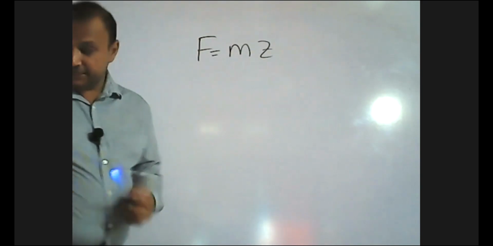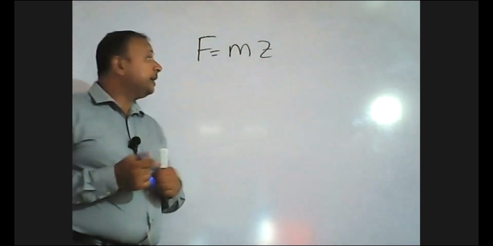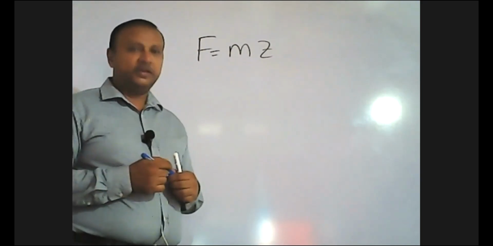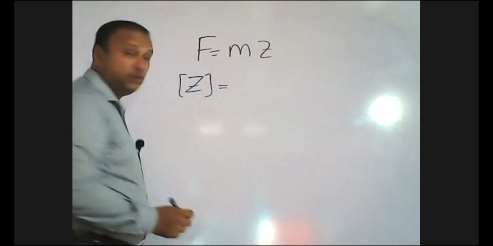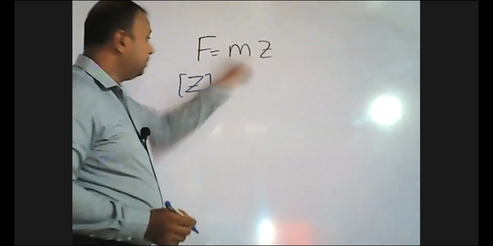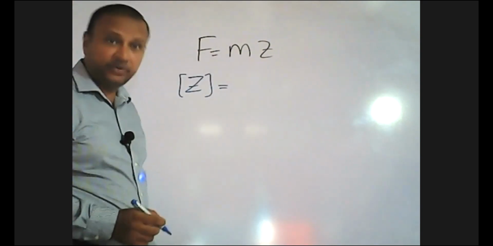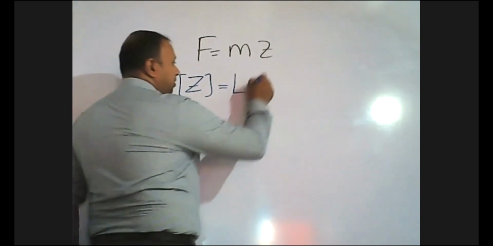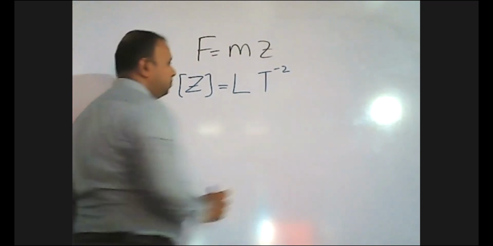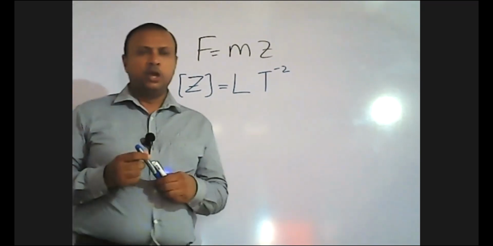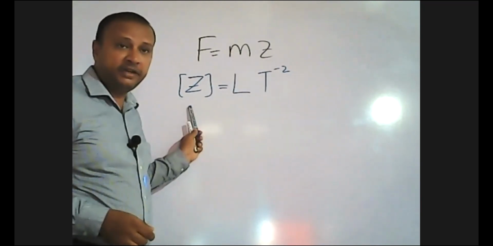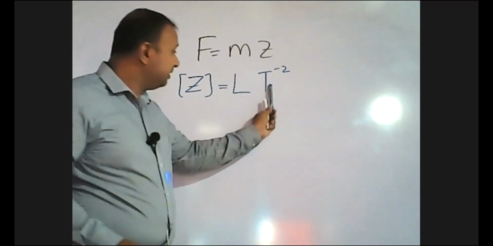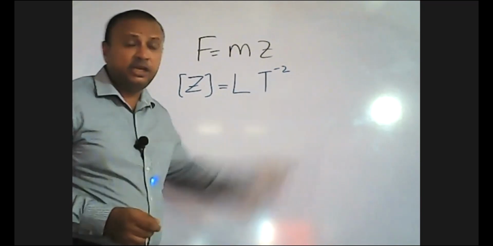In this case, the first thing we have to do is find the dimension of Z. Actually, we did that already, so I can use that answer. According to the equation, Z should be an acceleration. So the dimension of Z is LT^-2. L is a length and T is a time.